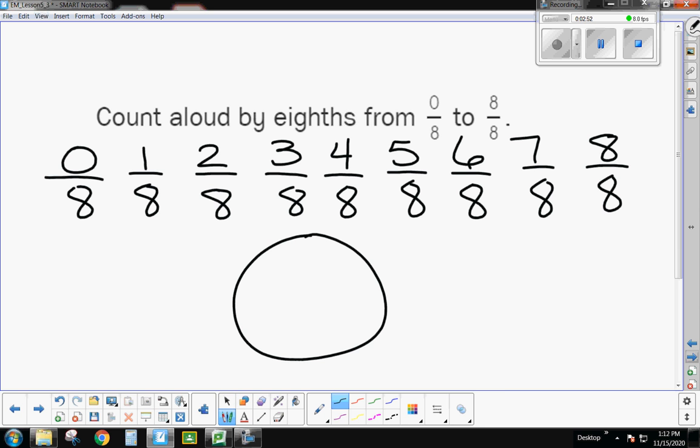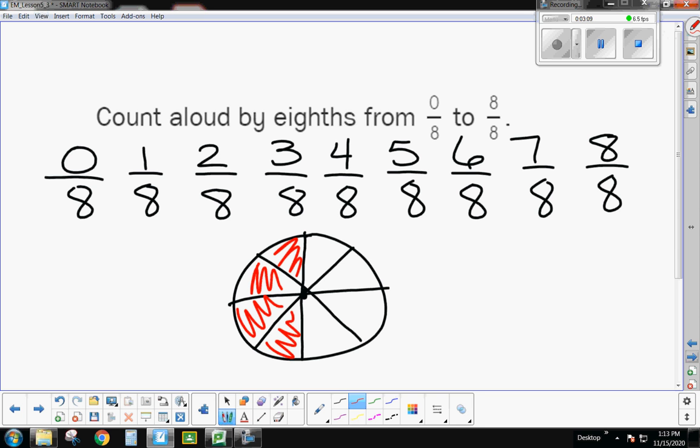So I will draw my pizza here. I like to put a dot in the middle. It helps me divide it equally. Divide it in half, and half again, and each of those in half again. All right, let's skip count again. We've got 0/8, 1/8, 2/8, 3/8, 4/8, 5/8, 6/8, 7/8, and 8/8.